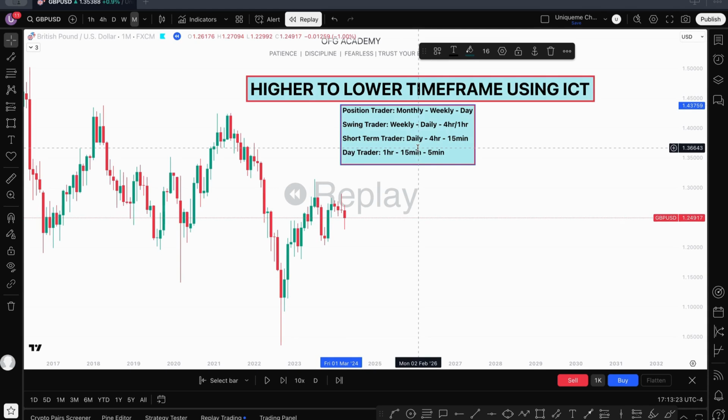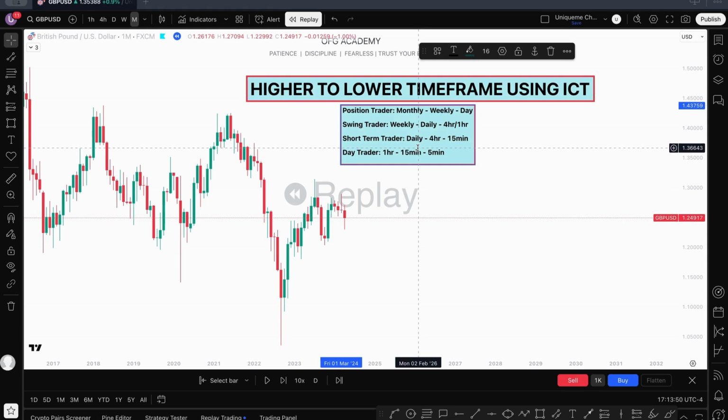Now, as a position trader, you can't focus on all the time frames. You have to pick three time frames to focus on. So as a position trader, the big boy time frame is monthly, the main trend time frame is weekly, and the entry is on daily. As a swing trader, the big boy is weekly, the main trend you are following is daily. Then you can decide to enter using your 4 hour or 1 hour time frame.